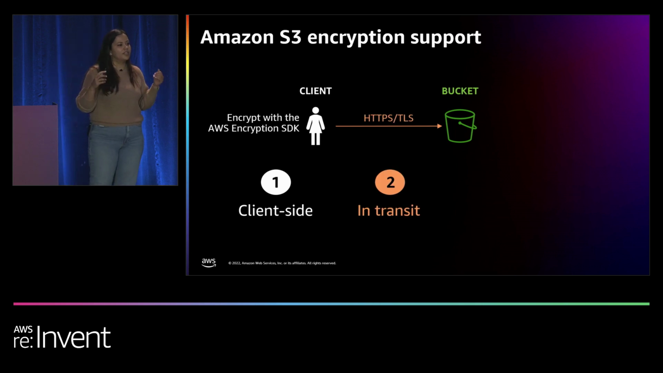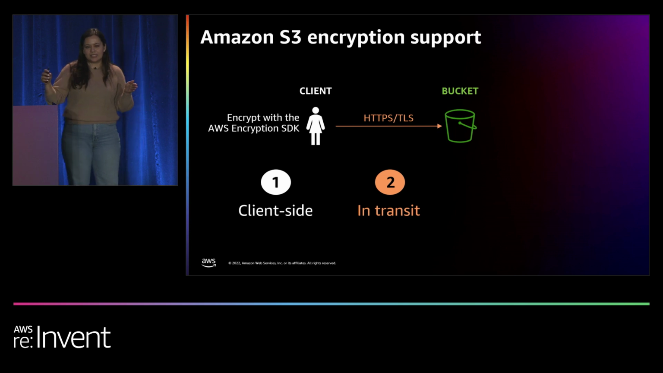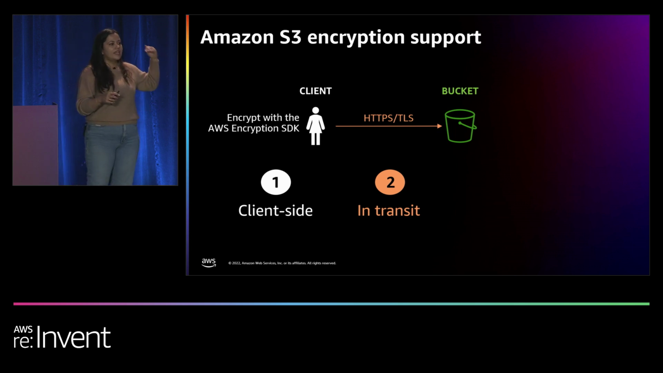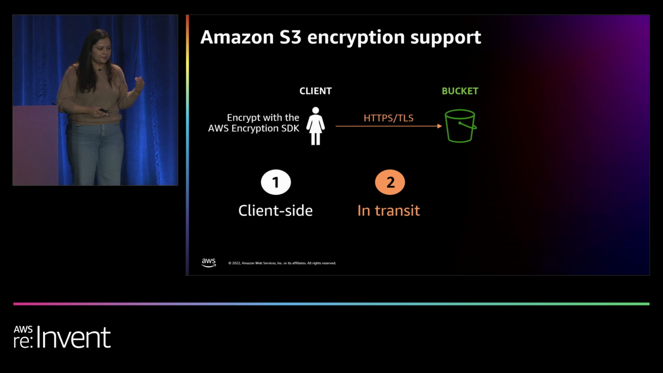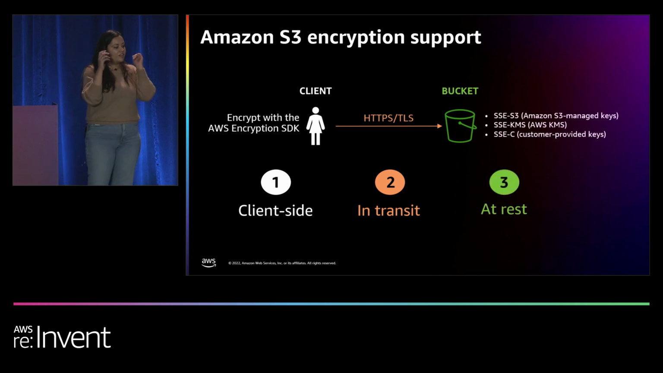Second is encryption in transit, where you can encrypt your data over the wire using HTTPS and TLS. You can enforce this at the bucket level, where all your data that is being uploaded to your bucket will enforce encryption in transit. And lastly, we have encryption at rest, which offers three encryption keys.